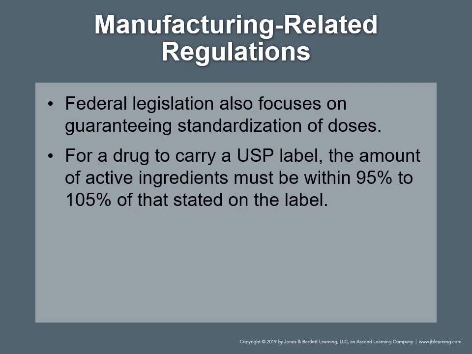Manufacturing-related regulations. Federal legislation also focuses on guaranteeing standardization of doses. Standardization assures patients when they take a medication with a stated amount of the active ingredient that they will receive that amount of the drug. For a drug to carry a USP label, the amount of active ingredients must be within 95% to 105% of that stated on the label.